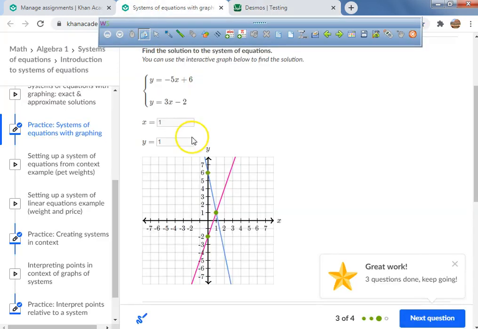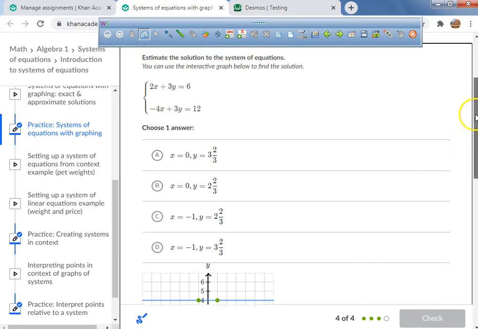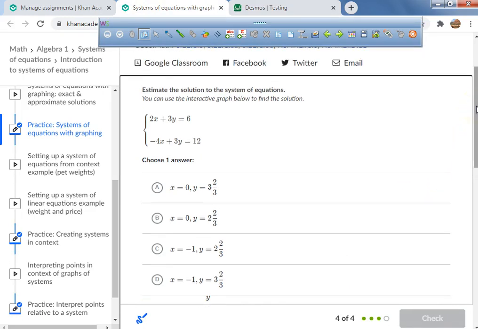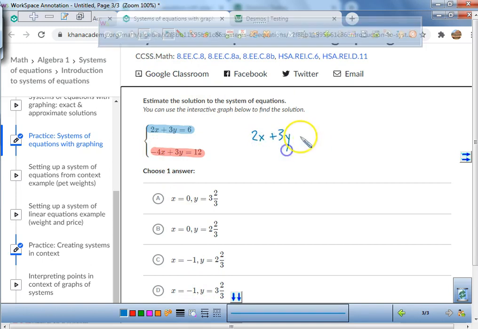All right, let's go to the next one. So this is not in y equals form. This is in standard form. But whenever it's in standard form, I don't change it to slope-intercept form. I just find its x and y intercepts if it's easy, and I just plot those. So we're going to find our x and y intercepts. So we have 2x plus 3y equals 6. And then we have negative 4x plus 3y equals 12.